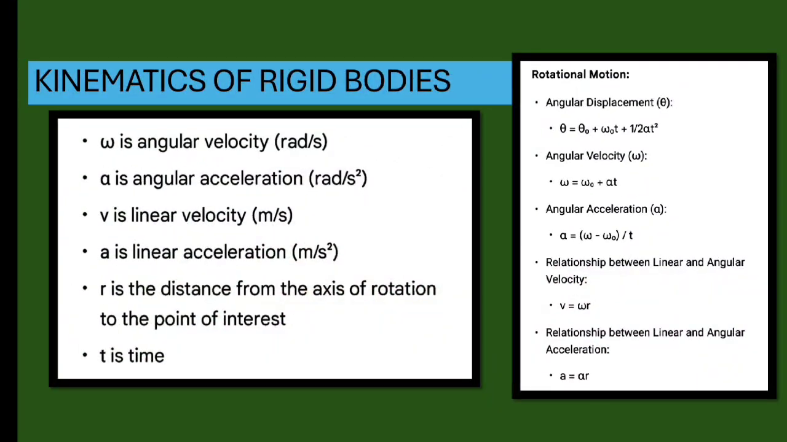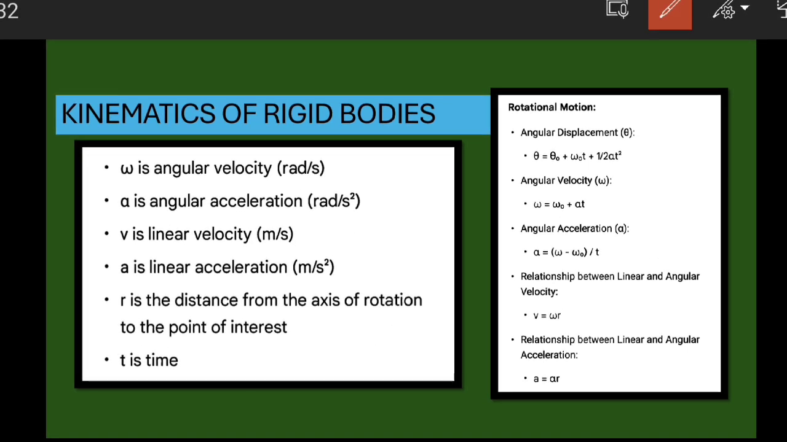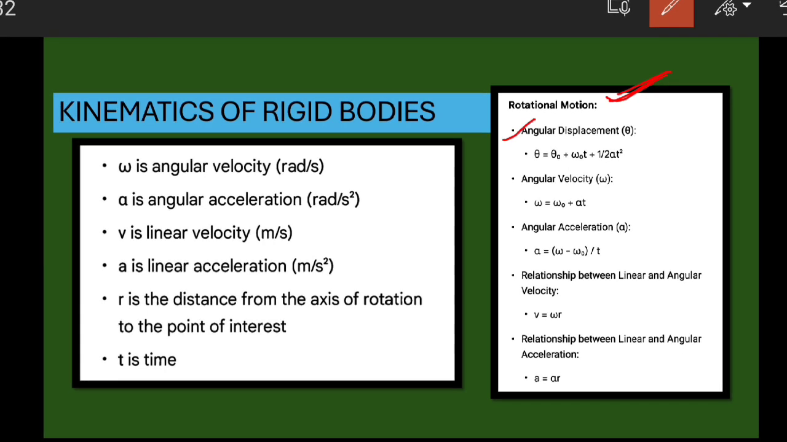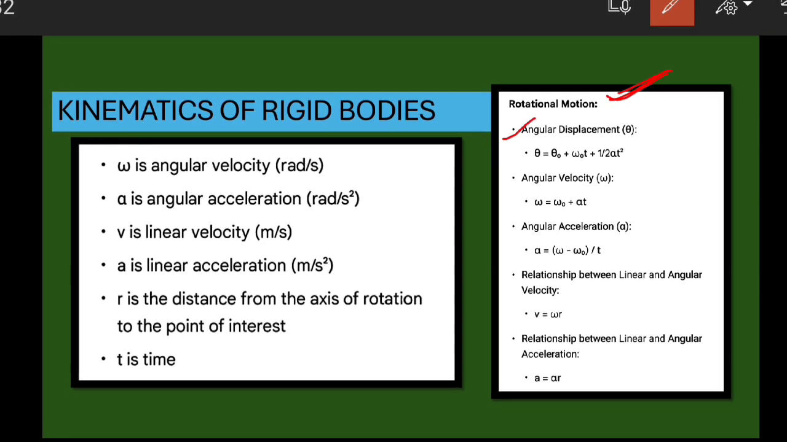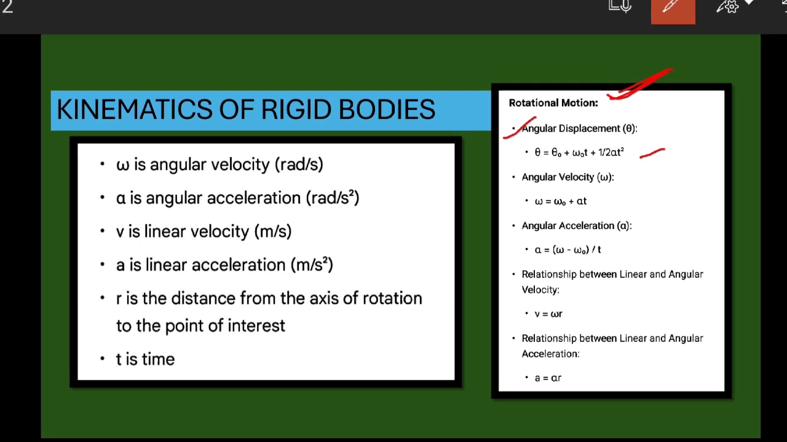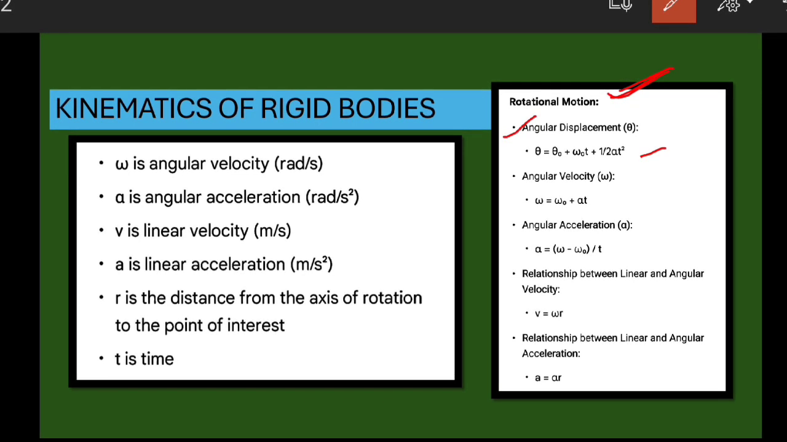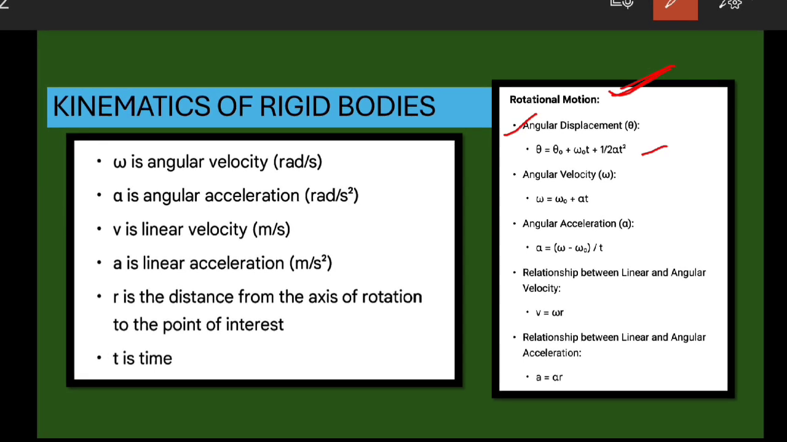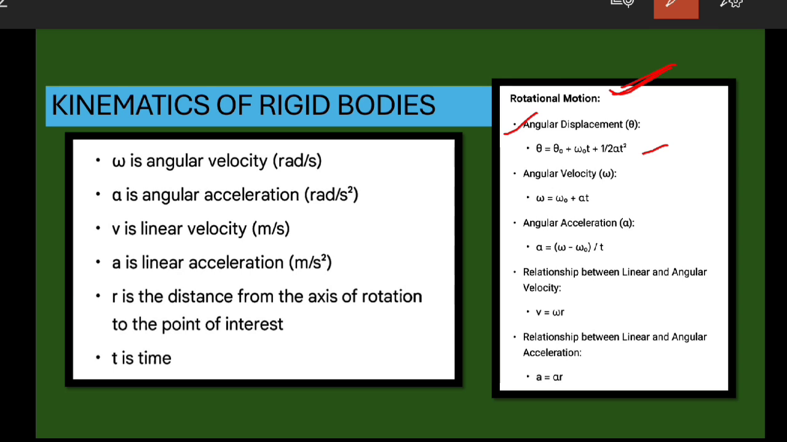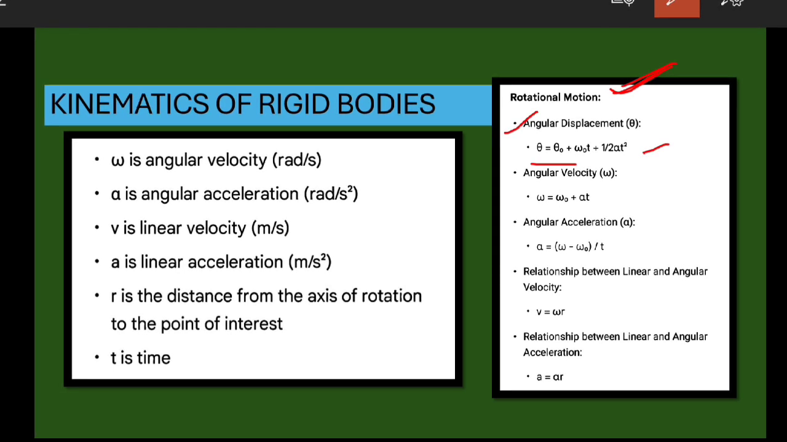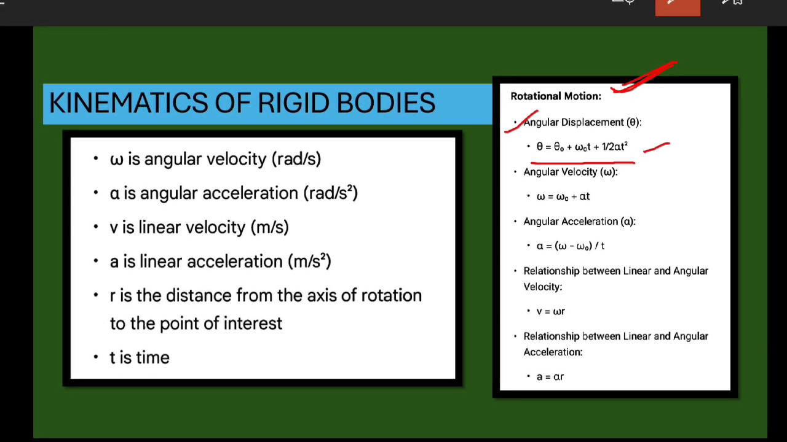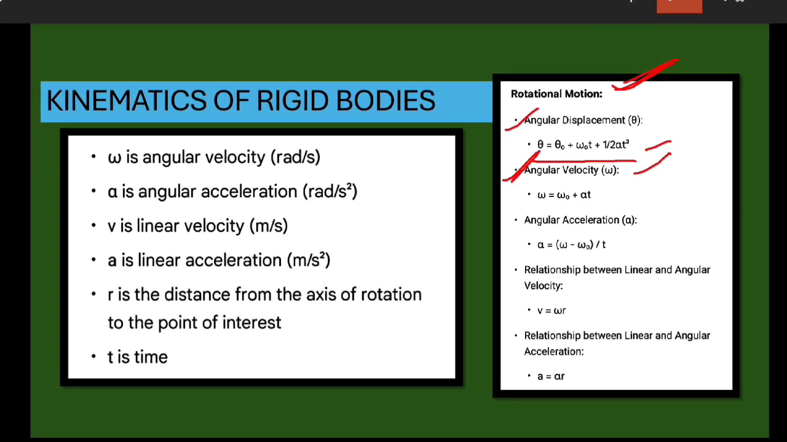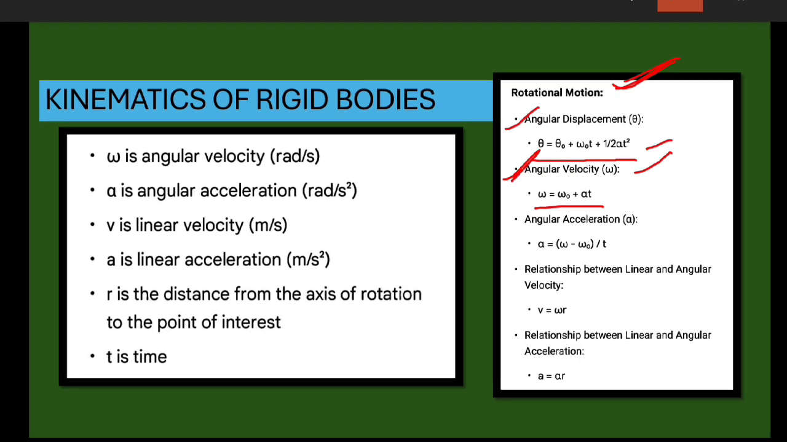Next, kinematics of rigid bodies. In kinematics of rigid bodies, first see the rotational motion. In rotational motion, what is angular displacement? That is theta. Theta equals theta naught plus omega naught t plus half alpha t square. We know S equals ut plus half at square, that is the second equation of motion. Based on that we have angular displacement theta equals theta naught plus omega naught t plus half alpha t square. In that way angular velocity, that is omega: omega equals omega naught plus alpha t.